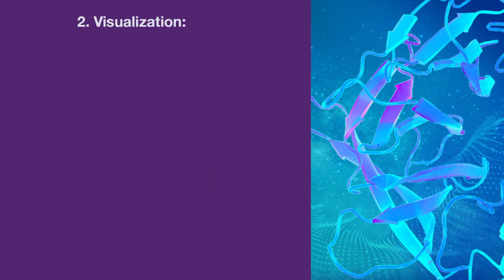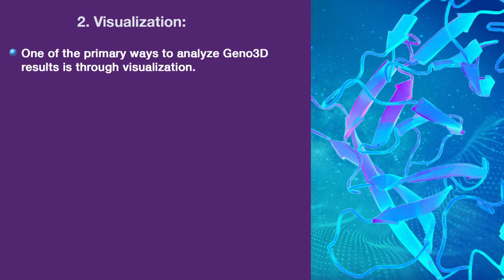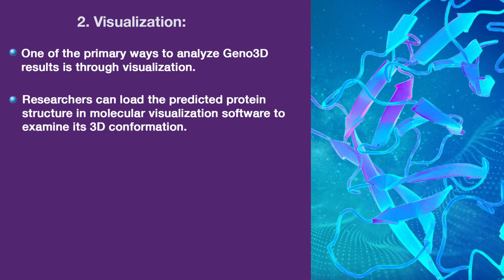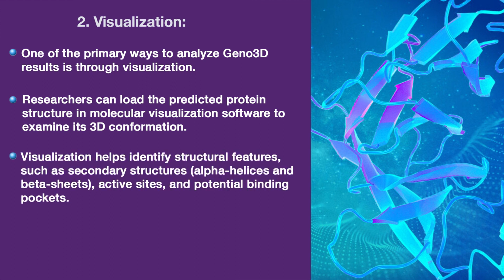Second one is how to visualize it. So, for visualization, one of the primary ways to analyze Geno3D results is through visualization. By visualization, the protein structure can be seen and analyzed. Researchers can load the predicted protein structure in PDB format in molecular visualization software to examine its 3D conformation.